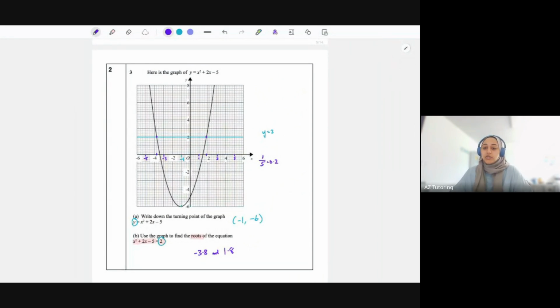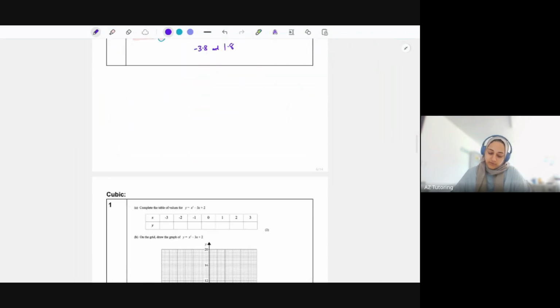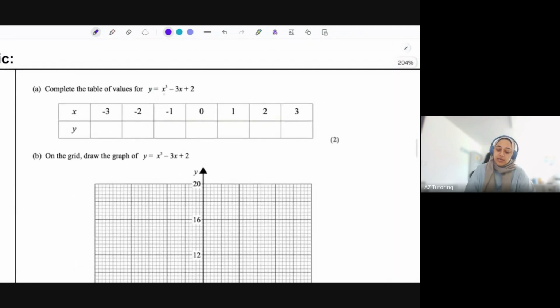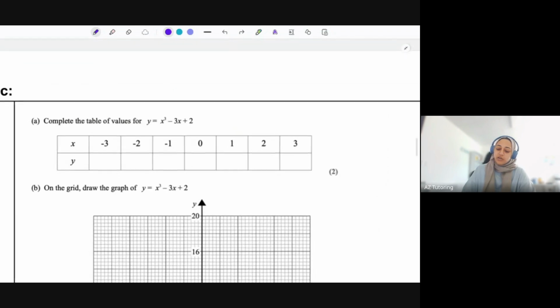Another one. So let's move over to cubic. Now, cubic is something that's got x cubed in. So let's have a look. It says complete the table of values for y equals x cubed minus 3x plus 2. So we're expecting the graph to look somewhat like one of these. Since x cubed is positive, it's going to look like this first one. If x cubed was negative, it would look like this one. Again, we've got that on our summary sheet as well if you do want to get that. So that's what a cubic graph looks like.